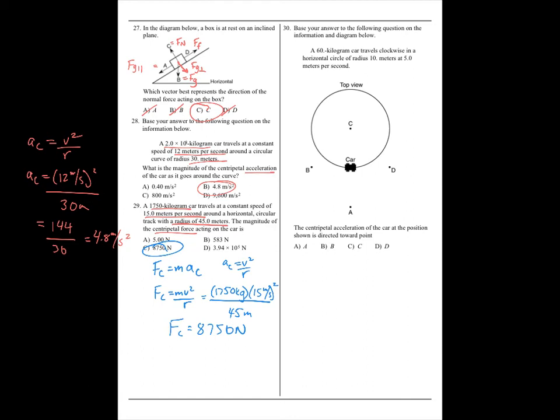Let's change up the color. You know, I like green. It's very underrated.